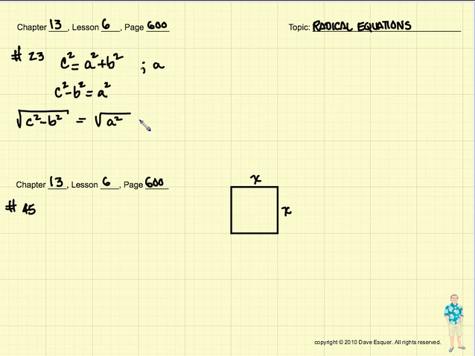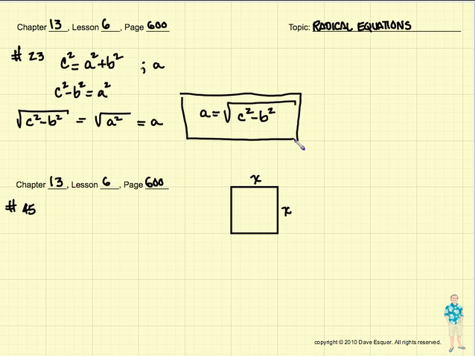And you know that the square root of a squared is just a, so our final answer that we needed for this formula is a is equal to c squared minus b squared, all that under the radical, and we take the square root of it. So there's our answer for number 23. A is equal to the square root of c squared minus b squared.